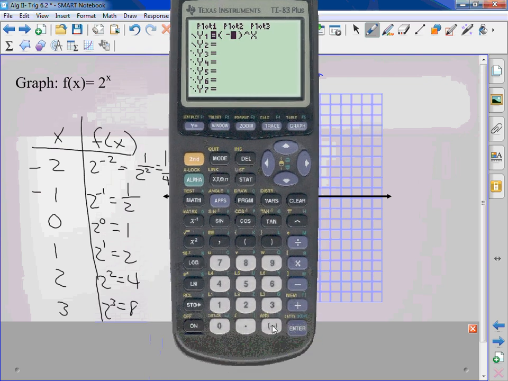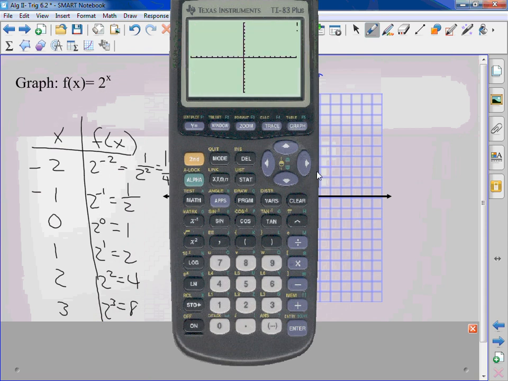If it's negative, and I hit graph, nothing showed up. Second graph. What do you notice? Look at my numbers. It goes positive, negative, positive, negative, positive, negative. It's not exponential. For exponential, for these problems, it has to be positive.